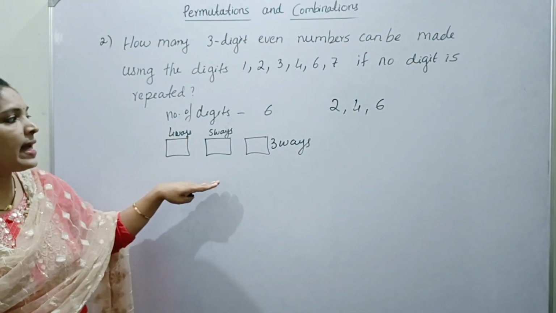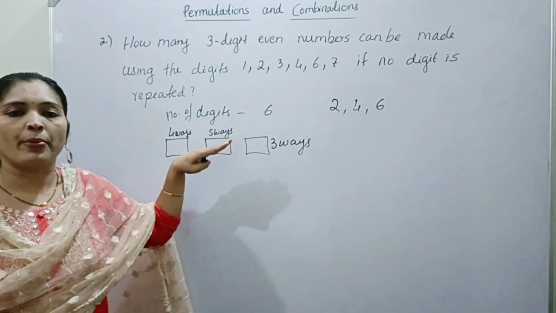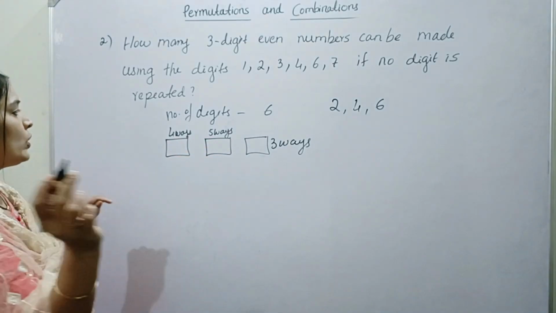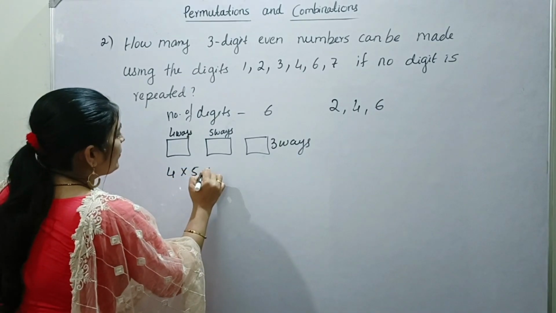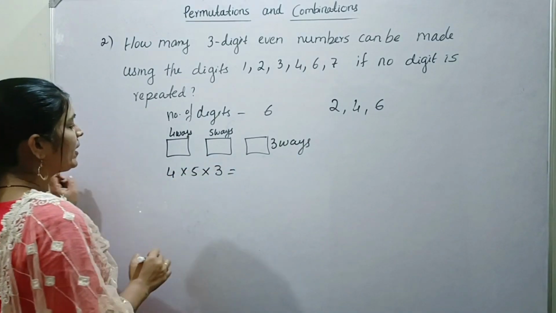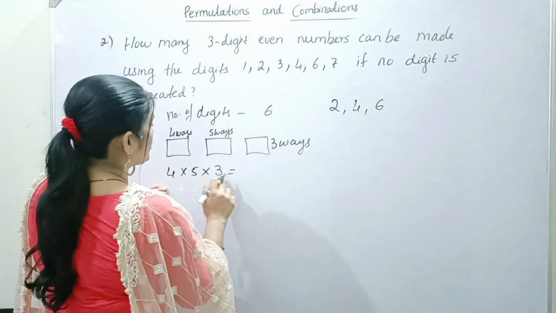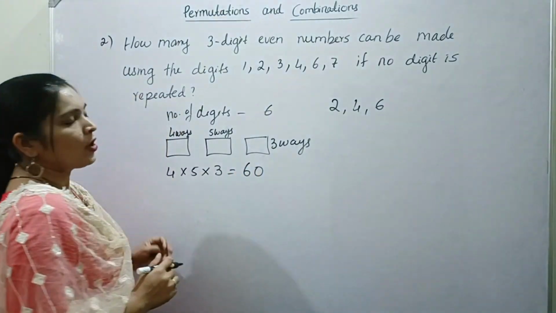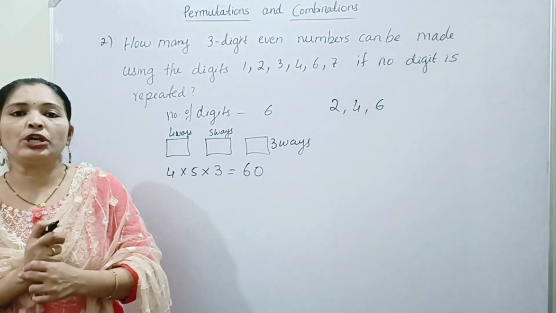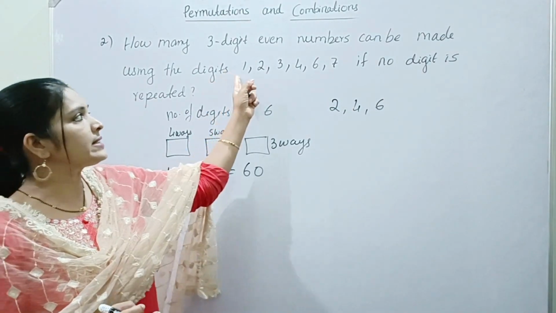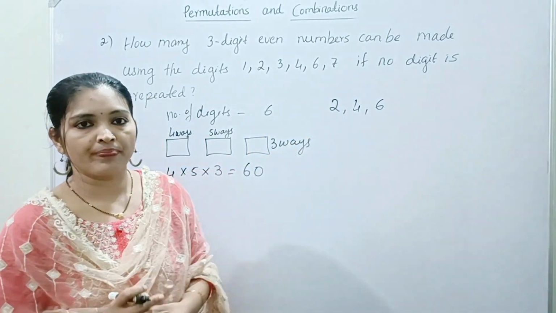So what is the total number of permutations? Total number of permutations is 4 into 5 into 3, that is 20 into 3, 60. So in 60 ways we can write 3-digit even numbers from the digits 1, 2, 3, 4, 6, 7.